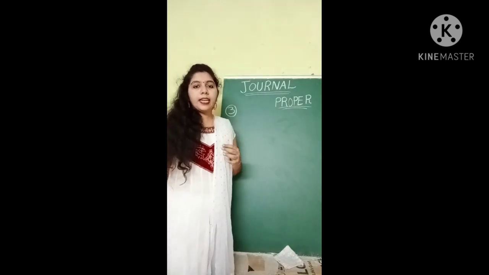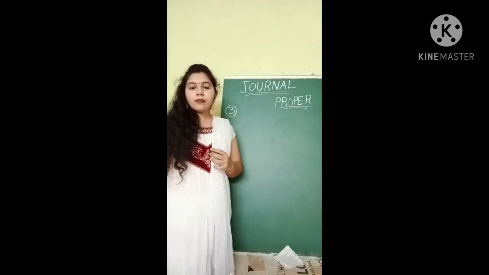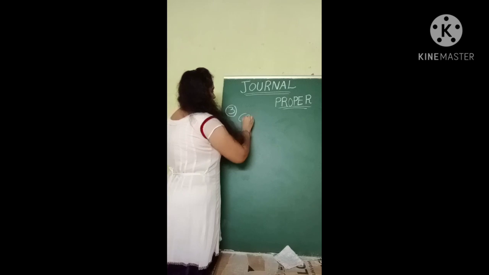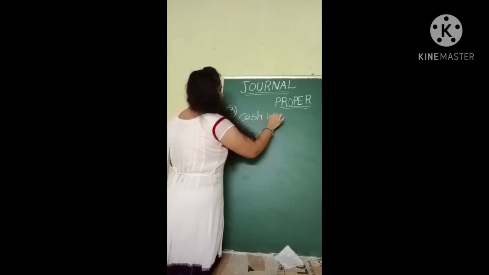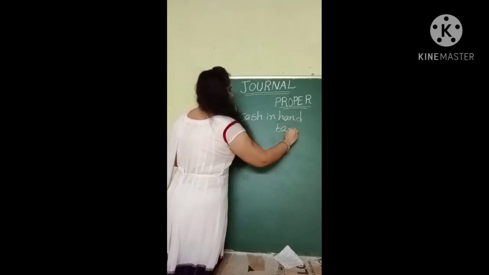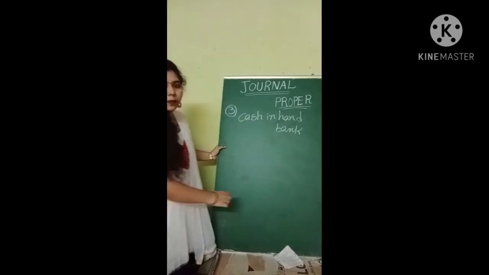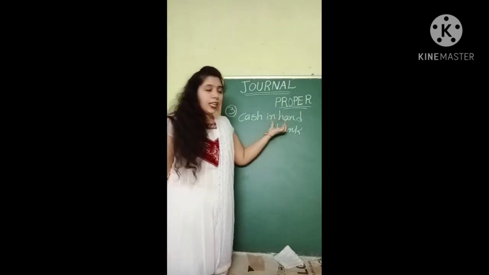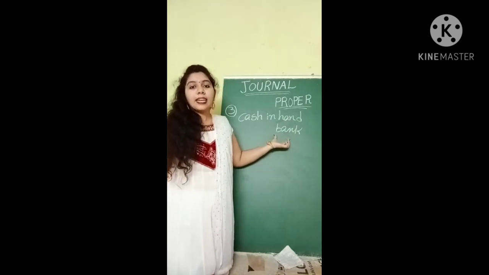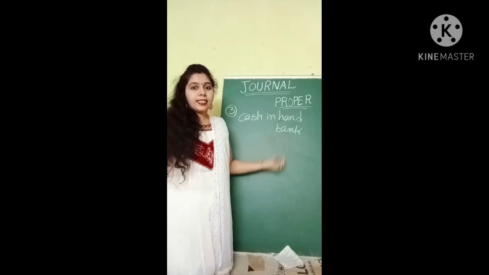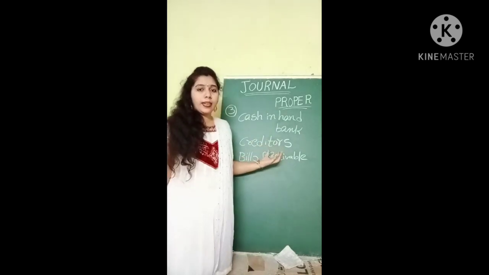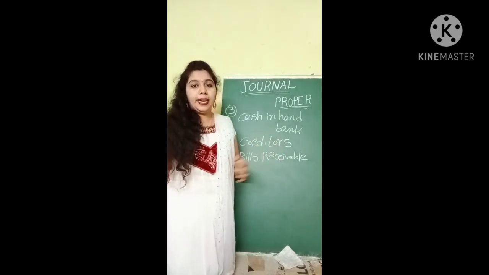In current assets, the first one is cash. Cash is divided into 2 types: cash in hand and cash at bank. Cash in hand is an asset. Cash at bank is also an asset. This is a current asset. And the next one is creditors and bills receivable. Creditors is also an asset. Bills receivable is also an asset.